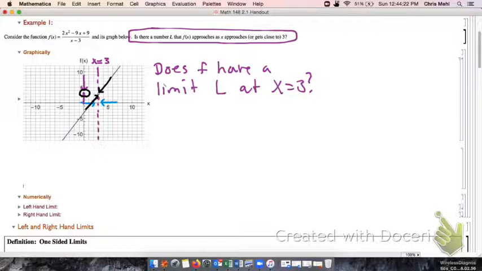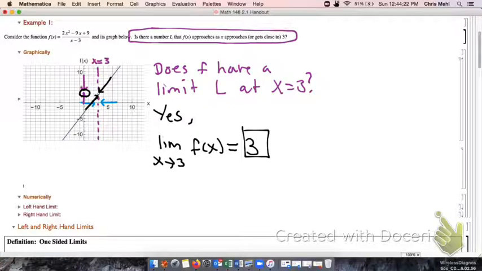And since this is why I've drawn this vertical dashed line, notice that the graph seems to be approaching the same point on this line. So the answer would be yes. This function does have a limit L at x equals 3, and notationally this would be the limit as x approaches 3 of the function f of x is equal to positive 3. That's what the y-coordinates are approaching as the inputs x approach 3.